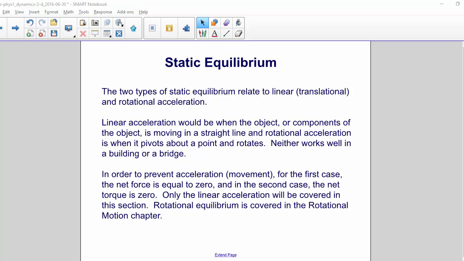So in order to prevent acceleration, for the first case, the net force is equal to 0, and in the second case, the net torque is equal to 0. We'll talk about torque later. Only the linear acceleration will be covered in this section. Rotational equilibrium is covered in the rotational motion chapter.